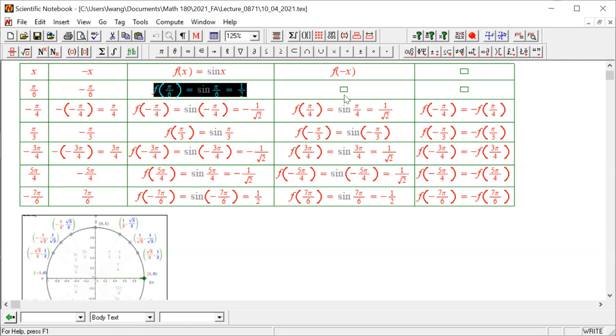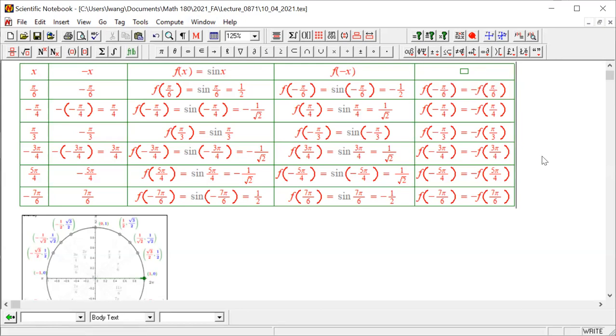You guys with me? So let me quickly finish this, and this is going to be negative, and this is going to be negative, and this is going to be negative. So once again, we have demonstrated whenever the inputs are opposite, their respective outputs are opposites as well. That's what an odd function is about.